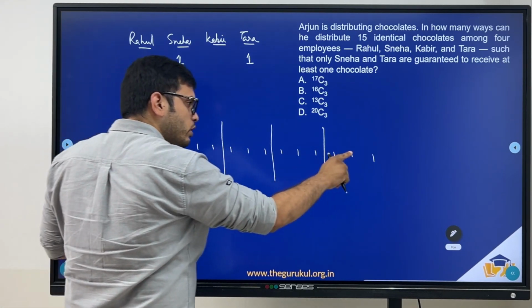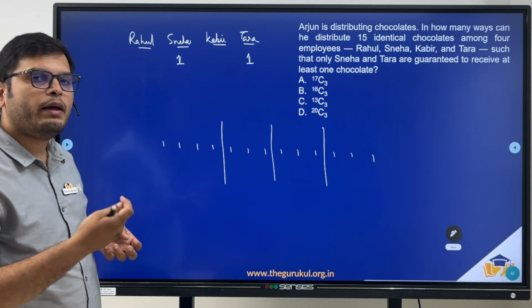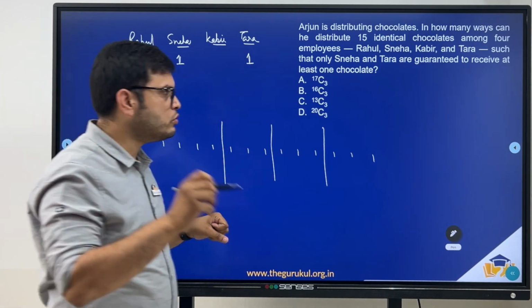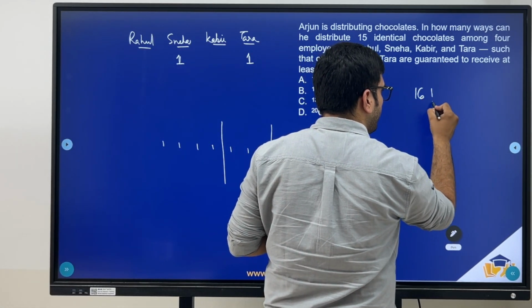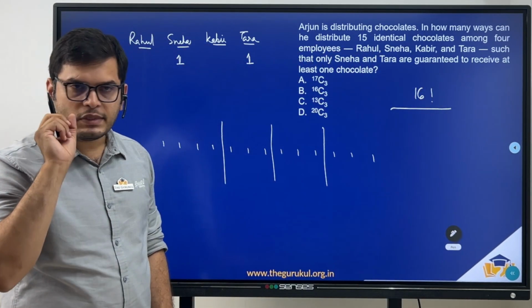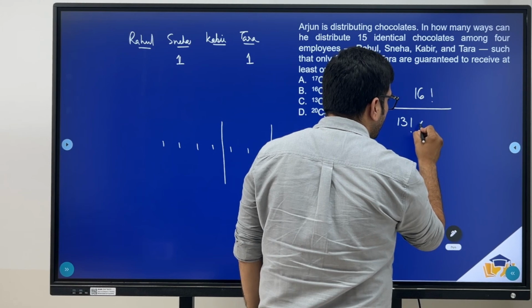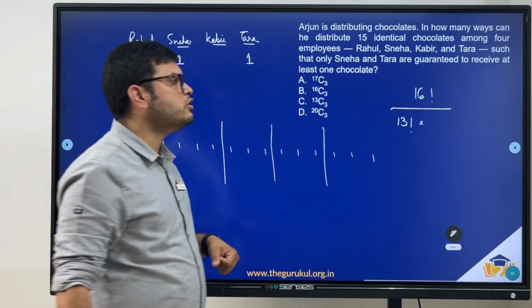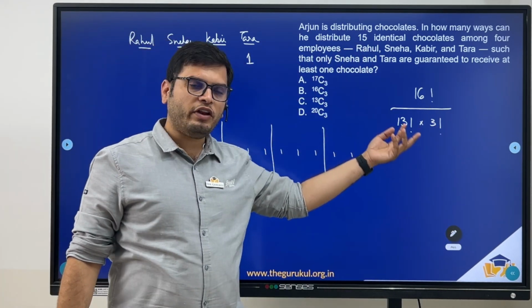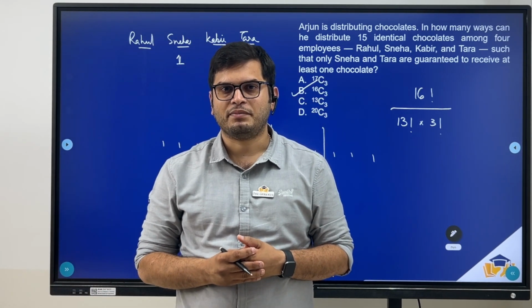Now these 13 chocolates are identical, and these 3 sticks are also identical. Let us find the total number of ways in which we can arrange them. You have 13 chocolates plus 3 sticks, so 16 objects in total that can be arranged in 16 factorial ways, divided by 13 factorial for the 13 identical chocolates, and into 3 factorial for the 3 identical sticks. So 16 factorial by 13 factorial into 3 factorial, which is nothing but 16 C 3, and that should be the answer to this question.